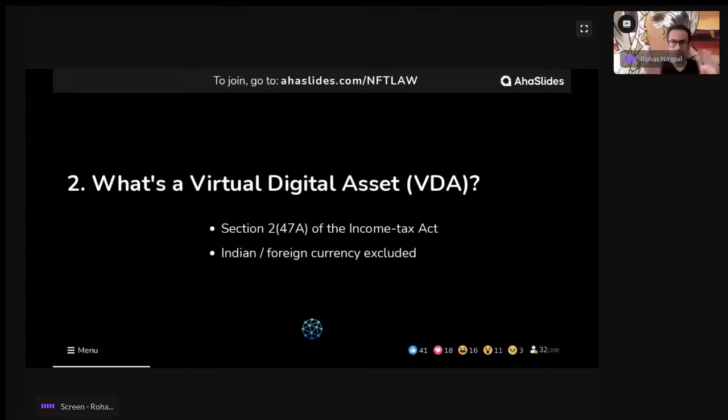Now, first of all, what is excluded? So Indian and foreign currency is excluded, which means Indian rupees in digital form are not considered VDAs, or foreign currency in digital form is not considered VDA. But that doesn't mean USDT is excluded, right? That's a whole different story, because USDT is going to be considered like a typical crypto, so it will come under virtual digital asset. I'm coming to that. But when you have this money in your bank account, say the US dollar in your online banking account, that would not be considered as a VDA.